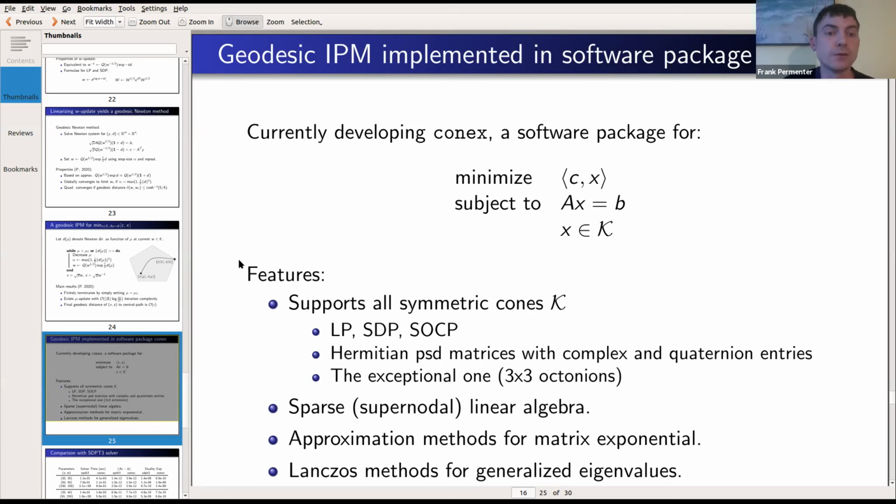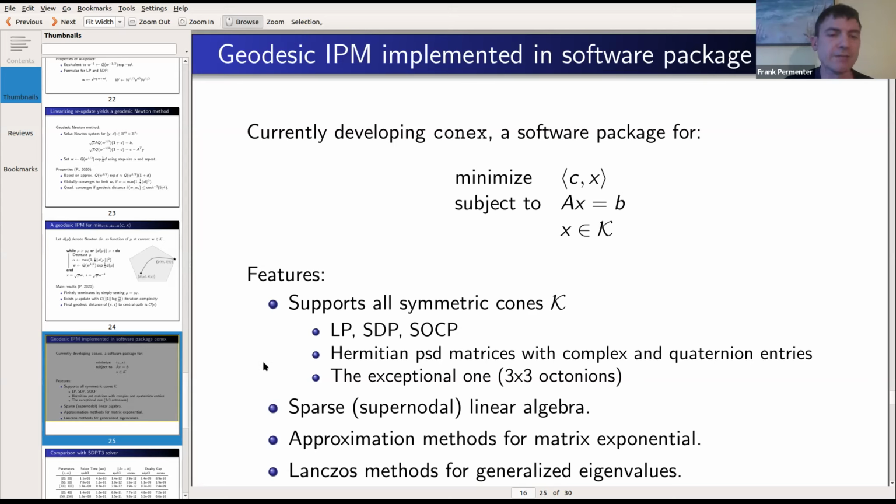So this is a new solver for linear programming, second order cone programming, and semidefinite programming. For fun, we also support the more esoteric symmetric cones, the symmetric cones that are defined by PSD matrices consisting of complex and quaternion entries. And finally, we support the so-called exceptional cone, which is defined by Hermitian matrices of order 3, whose entries are octonions. Okay, the goal of this software package is to be competitive with the state of the art.